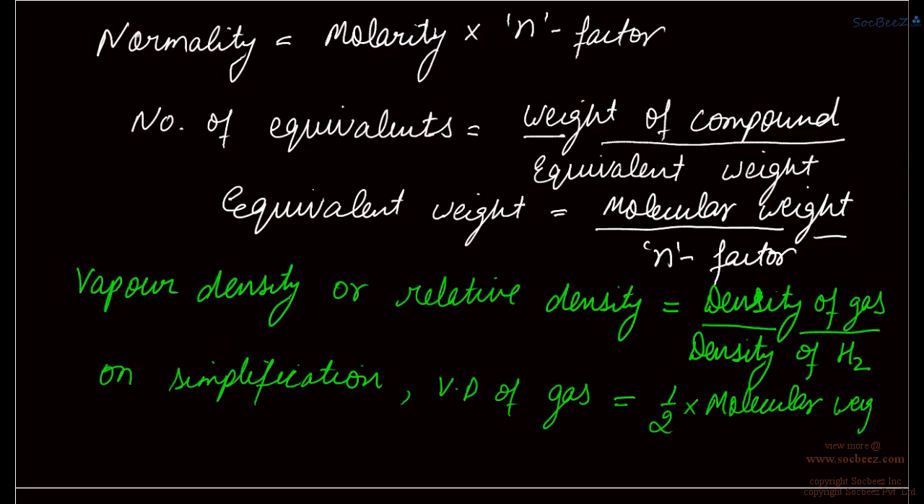Now, just take care, molecular weight is represented in gram per mole, but vapor density is dimensionless because it is density of gas divided by density of hydrogen. Since this is a relative density, therefore this is dimensionless. Hence, we do not use any unit here. Don't write it is half of molecular weight and the unit as gram per mole. It is not so. In magnitude only, this is half of molecular weight.